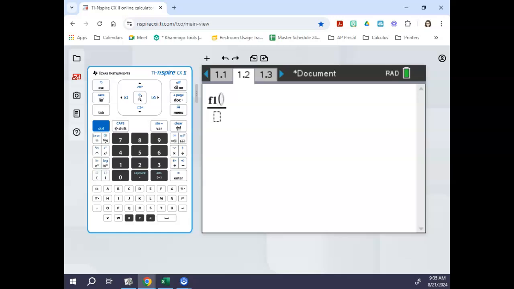Of 8.348, close my parentheses, minus F1 of, and then the negative sign is underneath the 3. Don't use the minus sign or it won't work. And then you can arrow down to the bottom and then do 8.348 minus a negative 10. Okay. Everybody with me so far? Then the calculator will do everything for you.